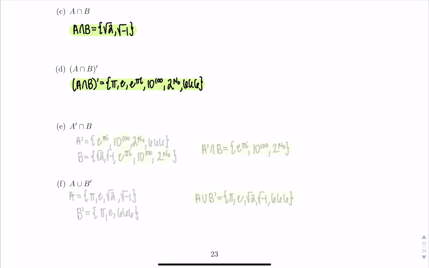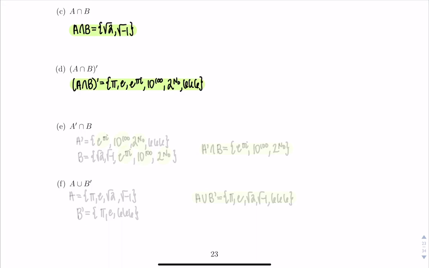We want to look at A complement intersect B. So first, let's look at A complement. A complement is e to the pi i, 10 to the 100, 2 to the funky NO, and 666. In B is the square root of 2, square root of -1.